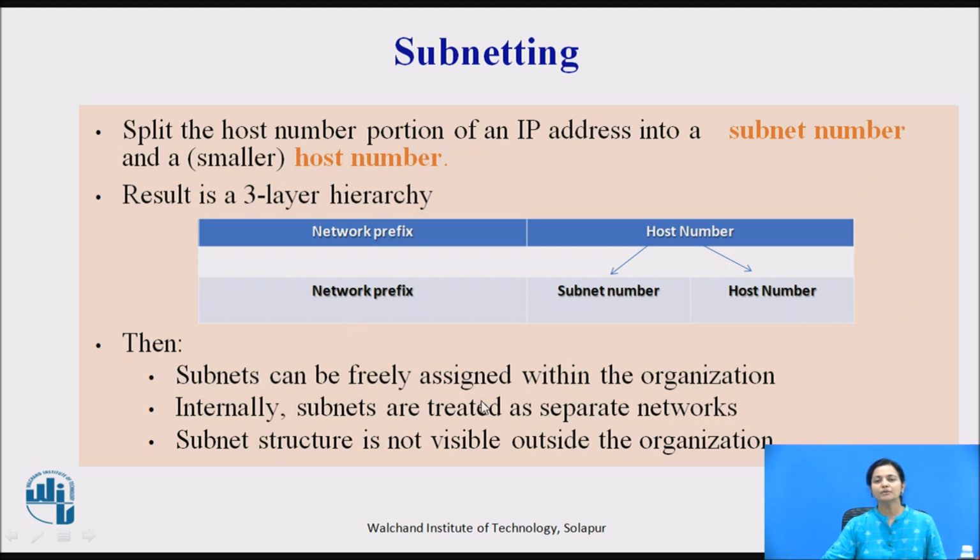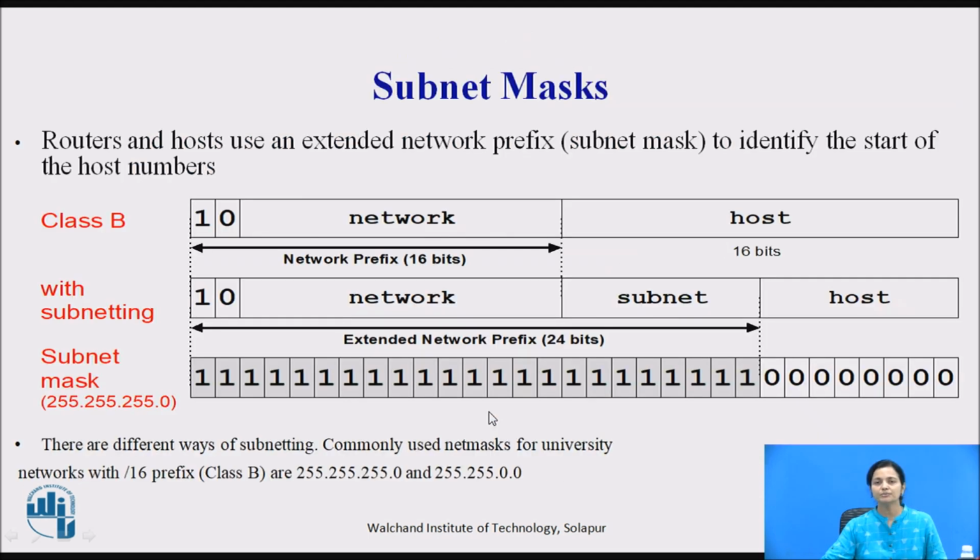Subnets can be freely assigned within the organization, and internally they are treated as separate networks, and as we said, it is not visible from the outside. So it is very safe. Here you can see this is a class B address. Class B always starts with 10. So these two bits are for the start, and then the remaining part is the network address.